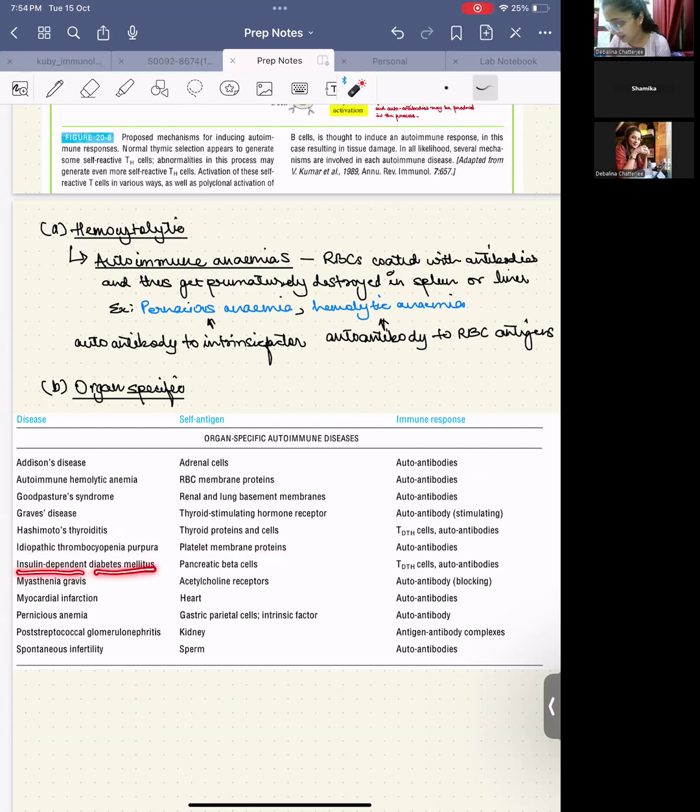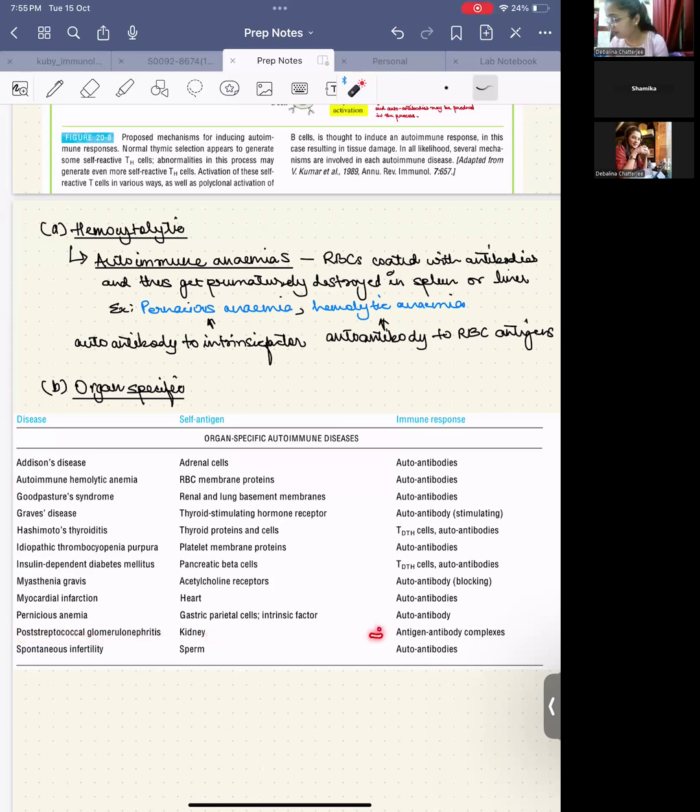Insulin dependent diabetes mellitus, as we were also discussing, is because the pancreatic beta cells become a target of cytotoxic T cells and autoantibodies. Myasthenia gravis, where the acetylcholine receptors are a target of autoantibody. Myocardial infarction is in the heart, again with autoantibodies alone mediating this process. Pernicious anemia, we have just discussed. Post-streptococcal glomerulonephritis is in the kidneys.